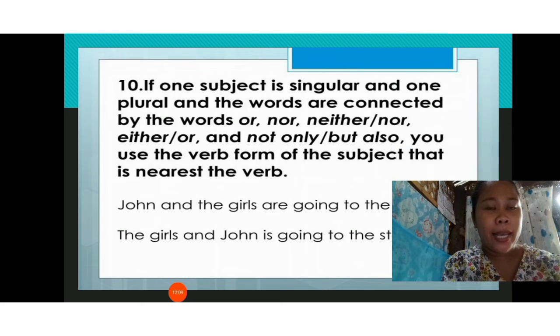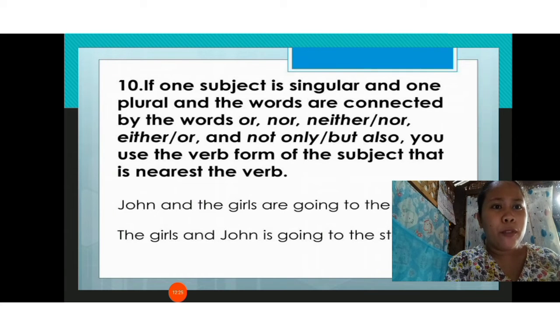Number 10. If one subject is singular and one is plural, and the words are connected by the words or, nor, neither, nor, either, or, and not only but also, you need to use the verb form of the subject that is nearest to the verb.